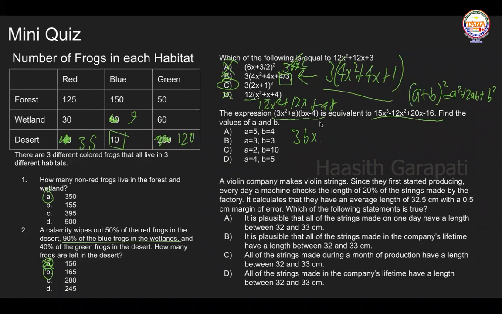X cubed plus, hey, wait a minute. We have 3bx cubed, right? And we know that 3bx cubed is the only cubed term in the equation. So that corresponds directly to 15x cubed.